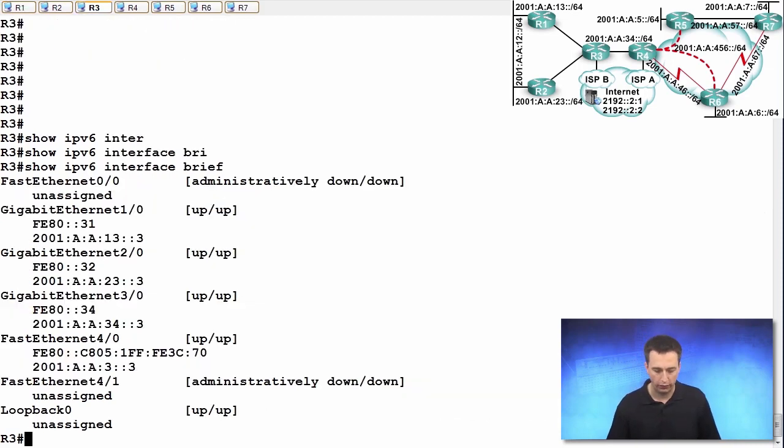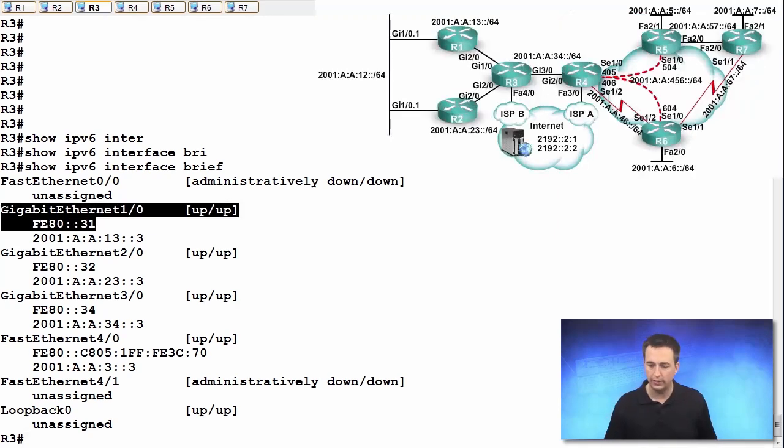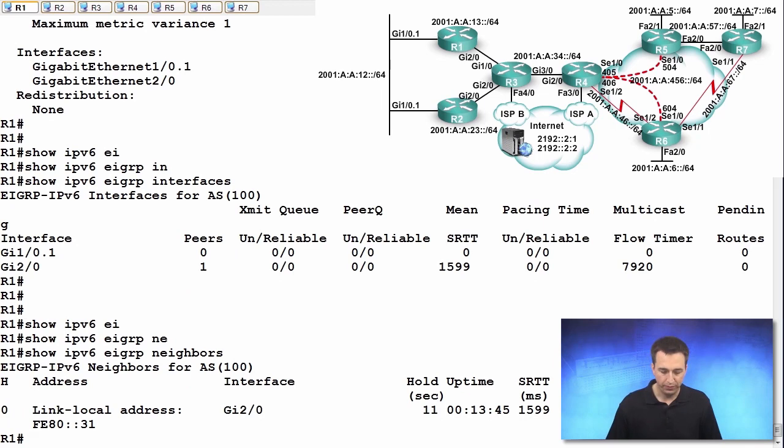FE80::31. If we go over to R3, it is FE80::31 gigabit 1/0. Let's double check that. And yes, it is. R3's gigabit 1/0 is connected up to R1. And that's the link local address that is used to form the neighbor adjacency with R1. And to get to this neighbor, R1 is going to use its local interface of gigabit Ethernet 2/0.